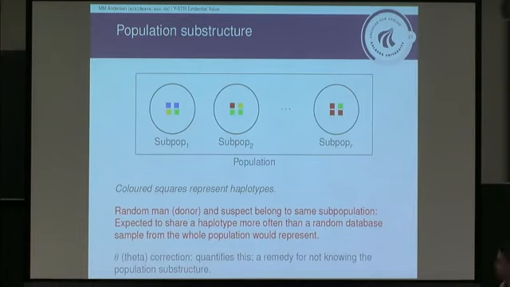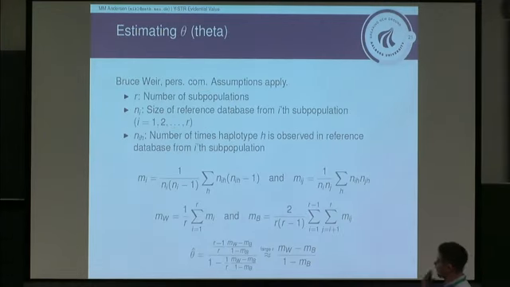The simplest way probably is to use the theta correction. That's the idea of it. The theta correction can be seen as a remedy for not knowing the population substructure. Bruce Weir has made an estimator to try to estimate theta. I'm not sure if it has been published yet, so I'll just put it in as a personal communication.